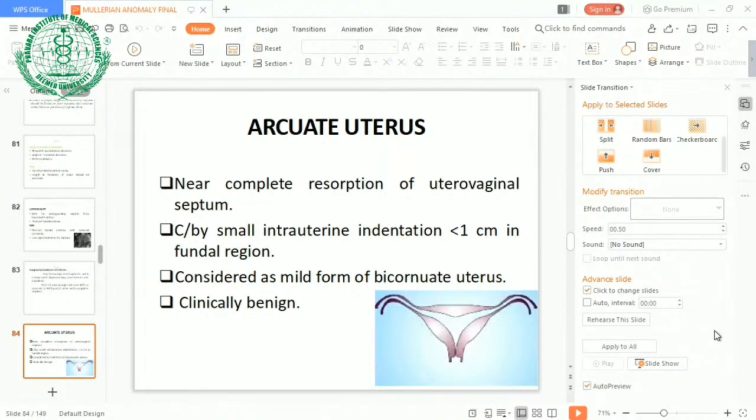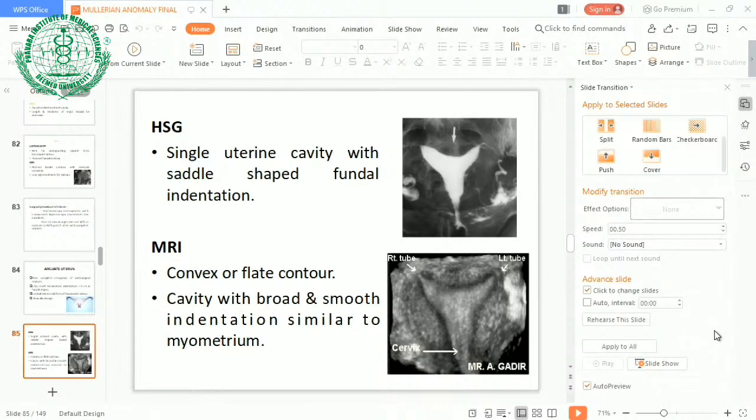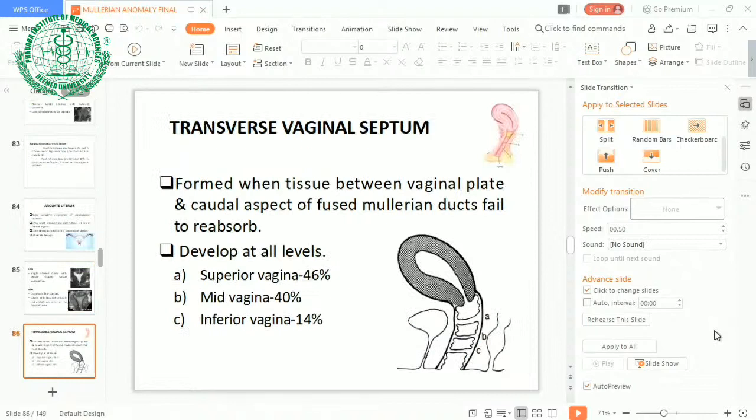It can be diagnosed by a small intrauterine indentation less than 1 cm in the fundal region. Considered a mild form of bicornate uterus, clinically it is a benign condition. HSG: single uterine cavity with a saddle-shaped fundal indentation. MRI: convex or flat contour, cavity with a broad and smooth indentation similar to myometrium.